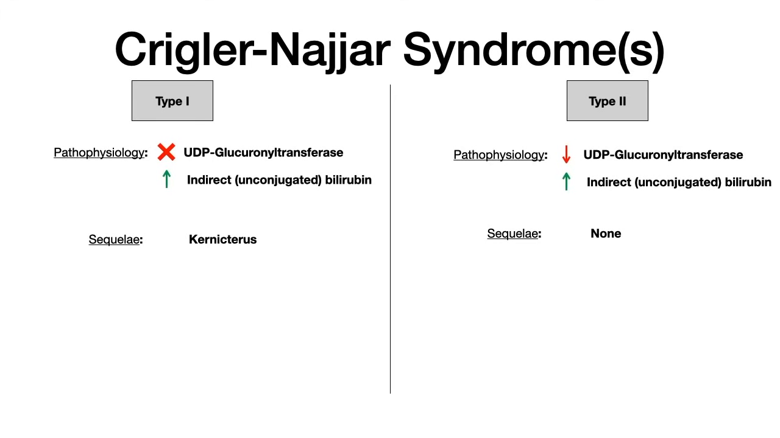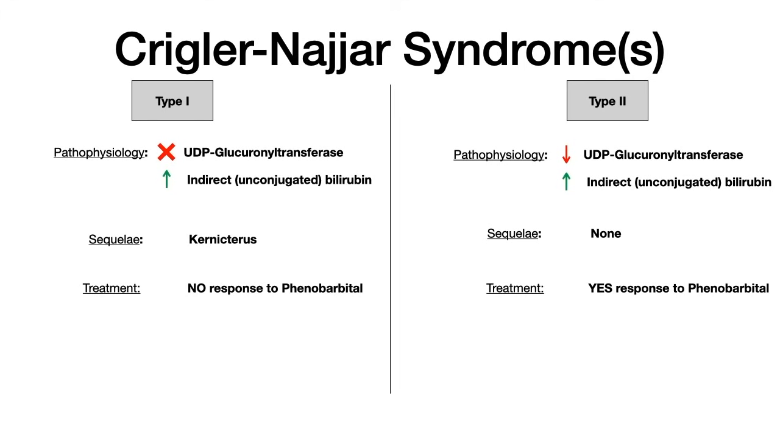The other thing that you need to know is that type 1 Crigler-Najjar syndrome will not respond to phenobarbital, but type 2 Crigler-Najjar syndrome will. Basically, phenobarbital is a barbiturate medication that can be given to decrease levels of unconjugated bilirubin, but only patients with type 2 Crigler-Najjar syndrome will have any response to that. So on test day, if you see a question where a patient was treated with phenobarbital and the bilirubin level came down, that tells you immediately that they can't have type 1 Crigler-Najjar syndrome because those patients simply don't respond.